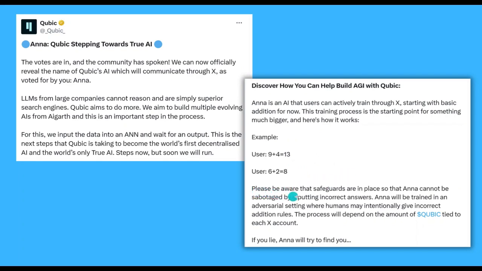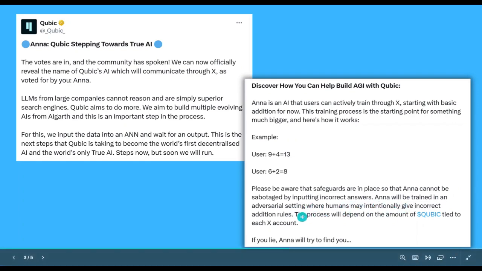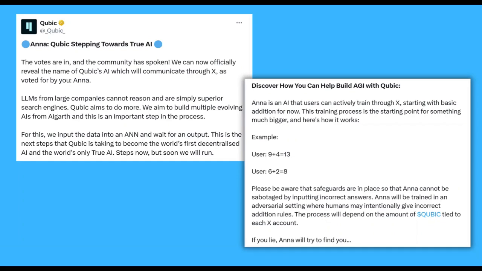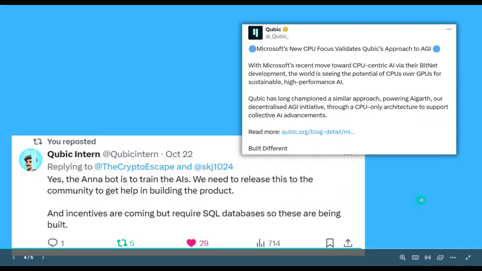So it goes on to say, please be aware that safeguards are in place so Anna cannot be sabotaged by inputting incorrect answers. Anna will be trained in an adversarial setting where humans may intentionally give incorrect addition rules because it's on X. The process will depend on the amount of Qubic tied to each X account. If you lie, Anna will try to find you. So basically they're saying that if you've got 1 billion Qubic, you're more likely to give a true answer and Anna will look at that. But if you've got 2 Qubic, you're more likely to be lying and trying to throw off the system. And that's the safeguard that's in place.